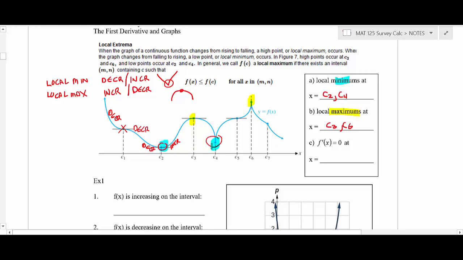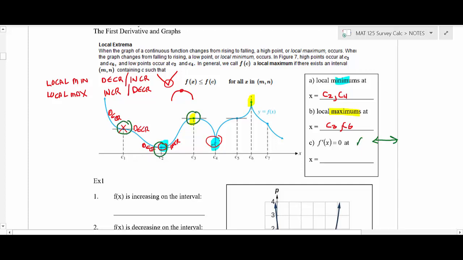Every other point on the graph does not satisfy the condition of it being a local max or local min. Now, if I was to find every place on this graph where the derivative is 0, that would mean where is the tangent line horizontal? That happens several places. That happens there, here, here.